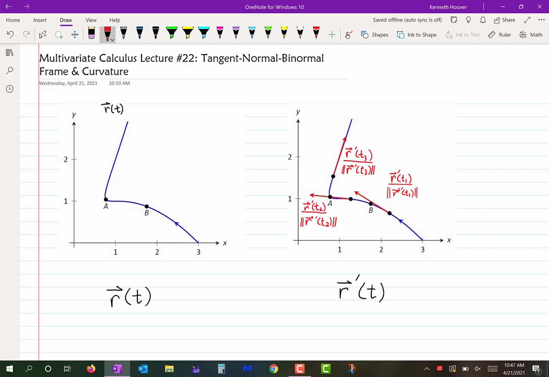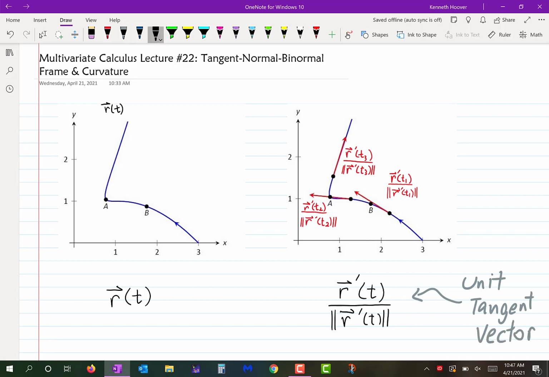So, what's the big picture? The big picture is, if we have R prime of T, we calculate R prime of T and then divide that by its own magnitude. What we get is something called a unit tangent vector. Okay, and we will call that capital T of T.